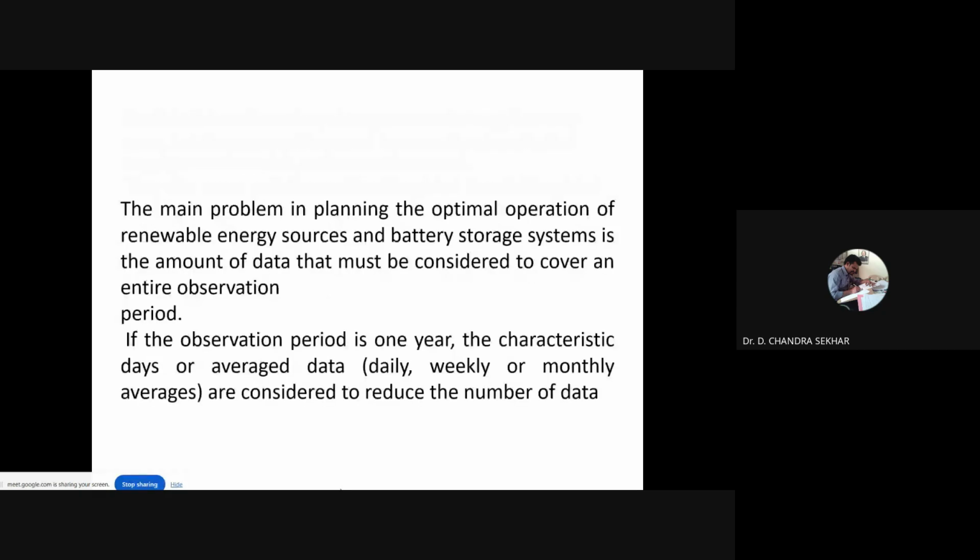So the main problem in planning for optimal operation of the renewable energy sources to be operated with the battery storage system is that the amount of data must be considered to cover an entire observation. If the observation period is 1 year, or characteristic days, or average data, then daily, weekly, or monthly data are to be considered to reduce the number of data.